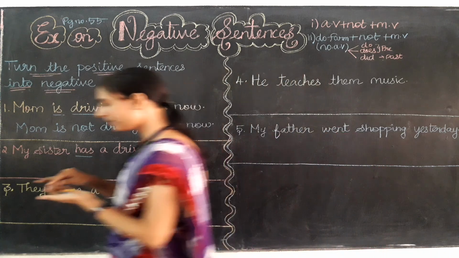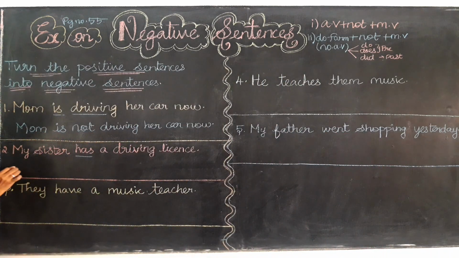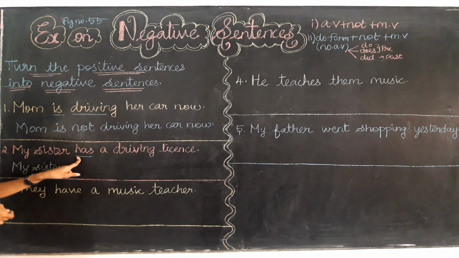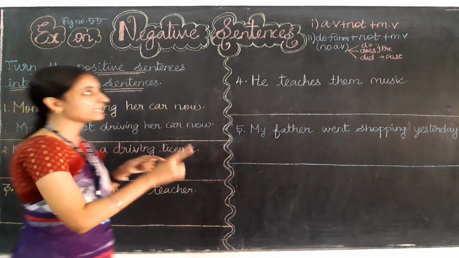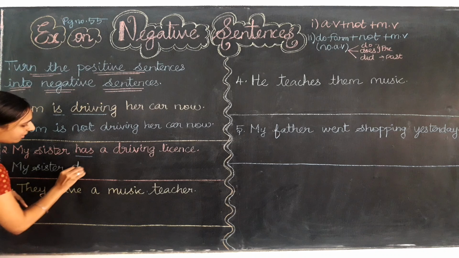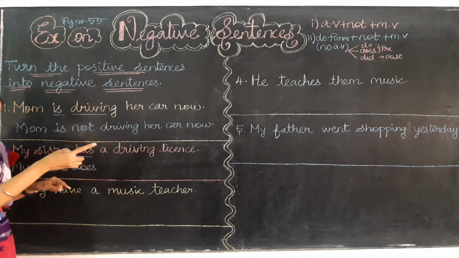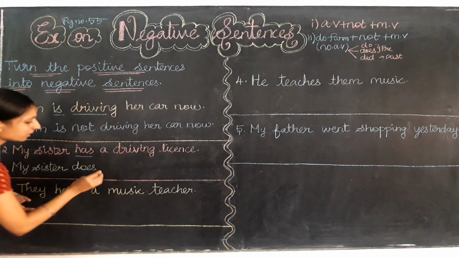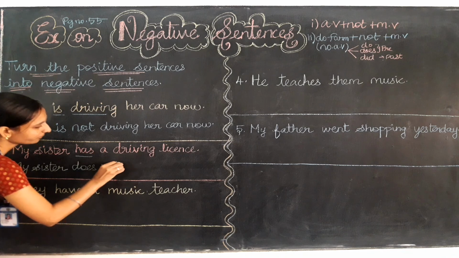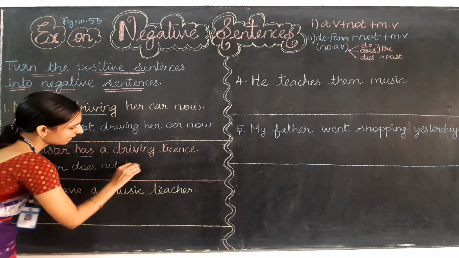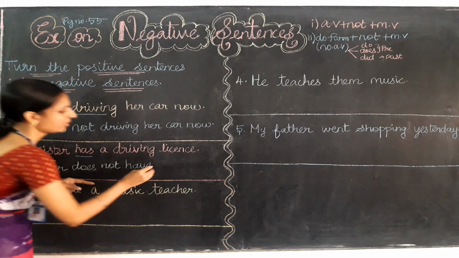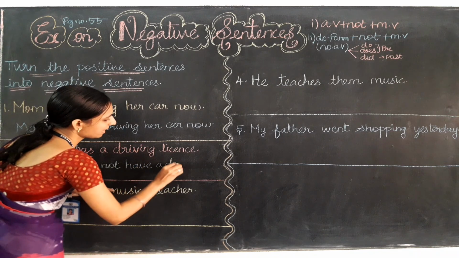So the answer will become: my sister, it is the subject. My sister has. Before writing has, what do we need to write? Yes, the do form verb, that is does. After writing the do form verb, what do we need to write? You can check the board. Yes, not. Does not. Then this has will become have. Have a driving license.